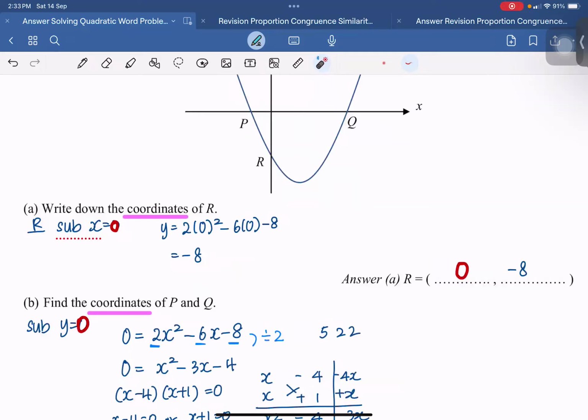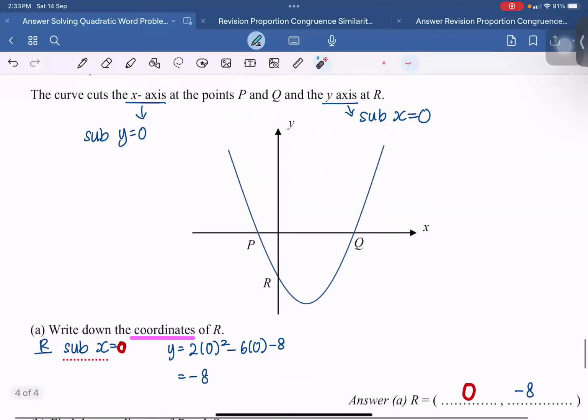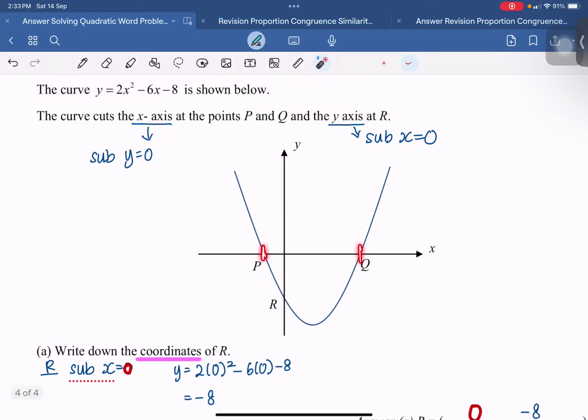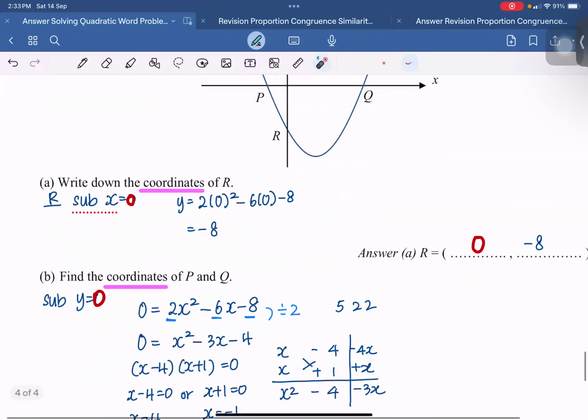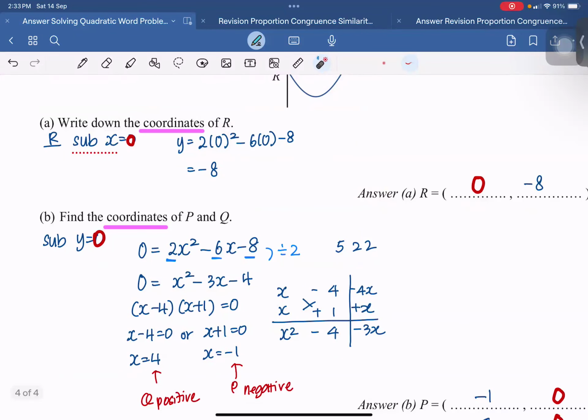The next part of the question asks me to find the coordinates of P and Q. May I know P and Q cut which axis? X. Thank you. P and Q cut the x-axis. When it cuts the x-axis, what must be 0? Y. Thank you very much. Y will be equal to 0. So I take the whole equation, y equals 0.